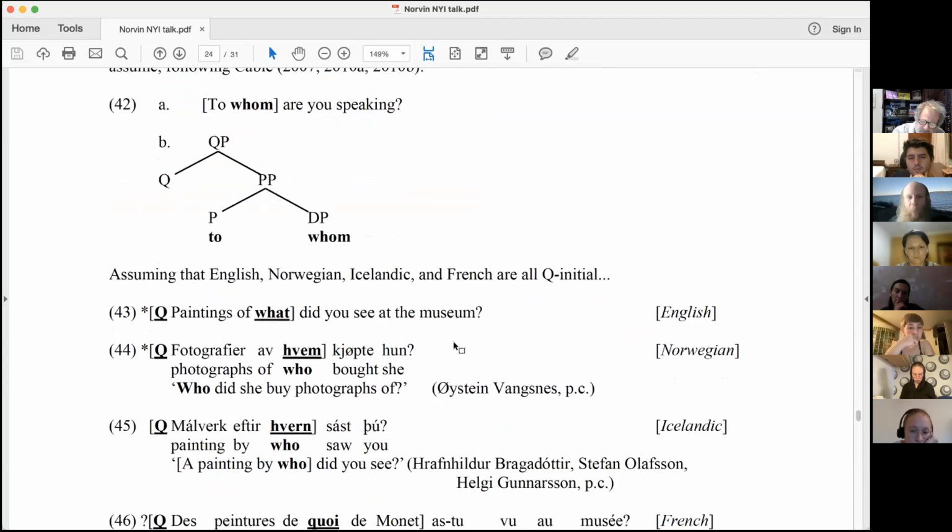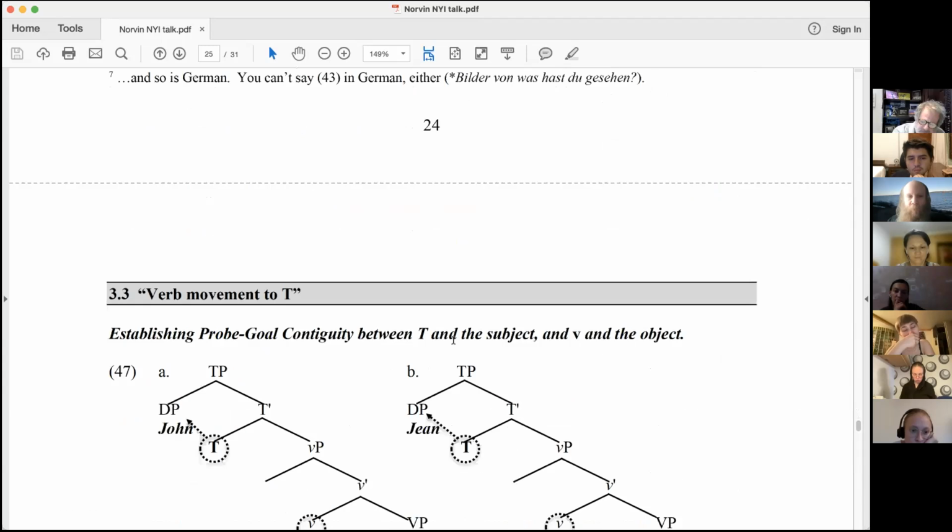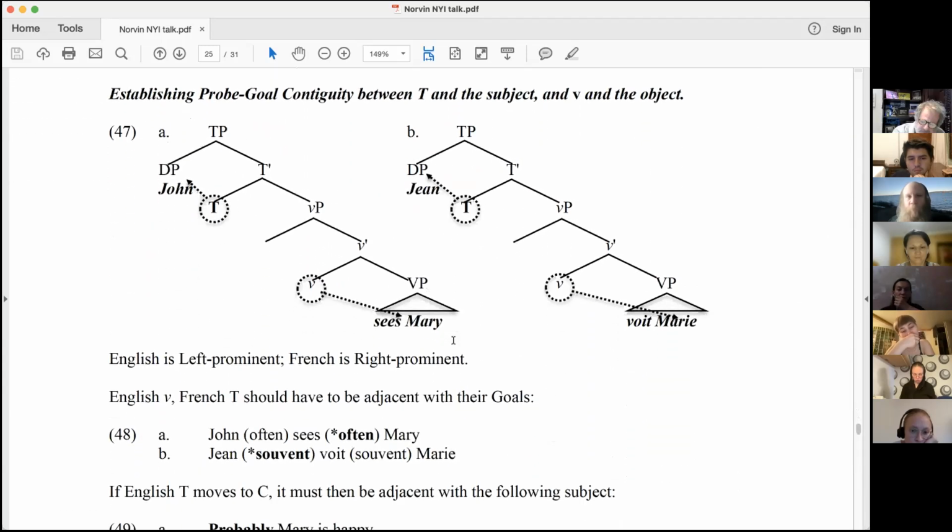I'll skip over Pied Piping for reasons of time. Similar kind of fact. Let's talk about verb movement to T. So for verb movement to T, we're talking about probe goal contiguity between T and the subject and between little v and the object. We're assuming probe goal relations between those things.